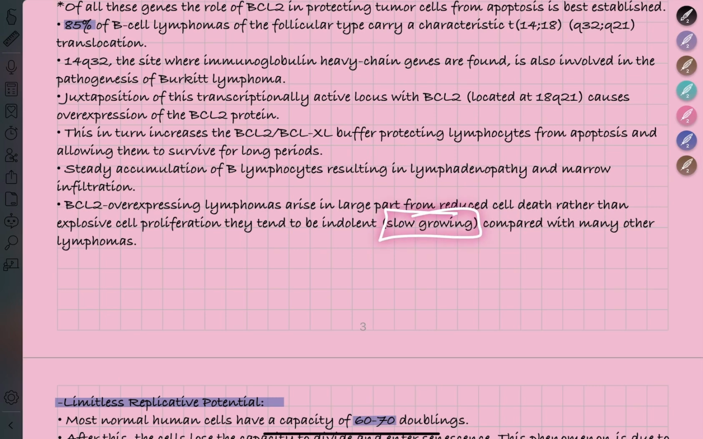They are slow growing. When I'm talking about the lymphomas, they are slow growing. But what is the thing that makes them cancer? It's basically the reduced cell death. They have a prolonged cell life. They have prolonged life, okay? And this is the bad thing here.